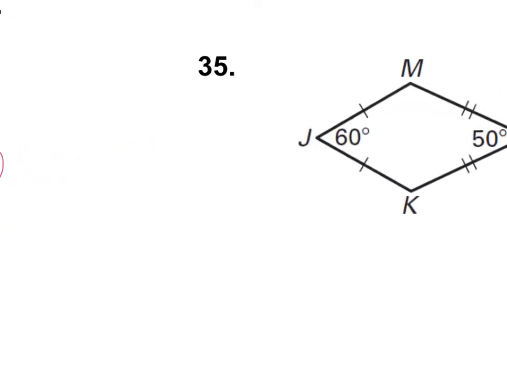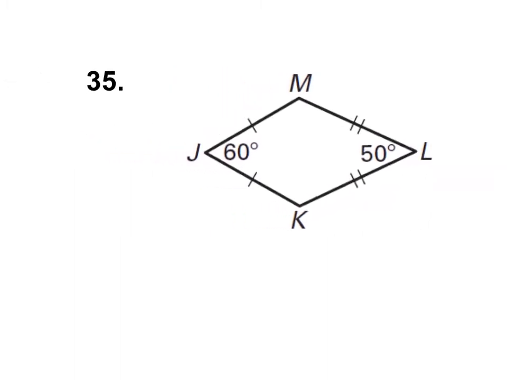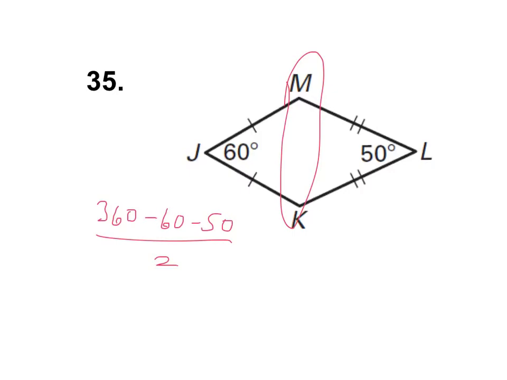All right, number 35. You can see here M and K are the ones that are congruent with each other. So I'll have to use the fact that there are 360 total degrees in any quadrilateral, and we'll minus the 60 and the 50, and whatever we get, we'll divide that by 2. So if you type in 360 minus 60 minus 50, you get 250.